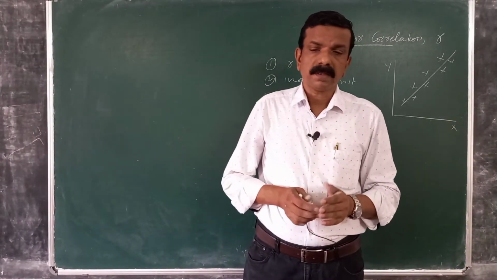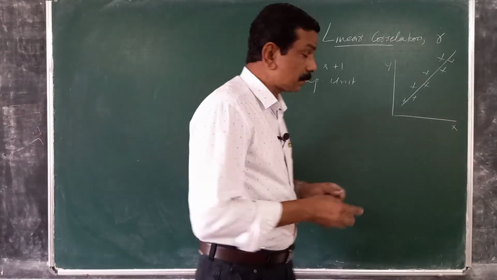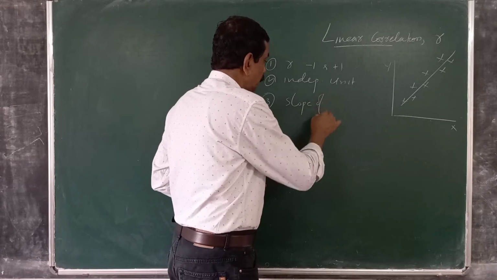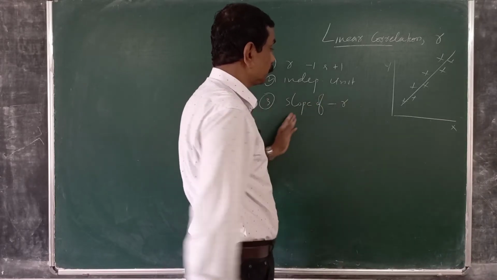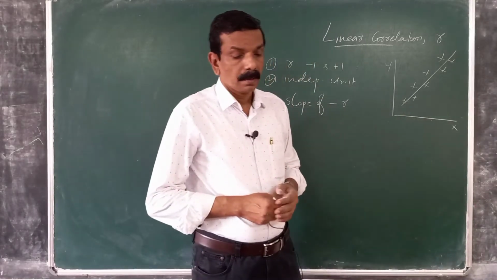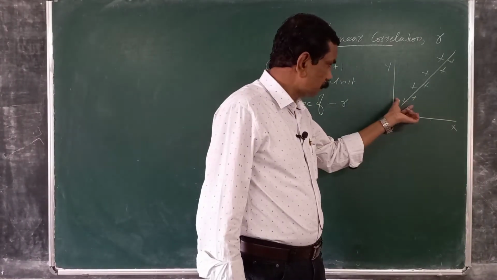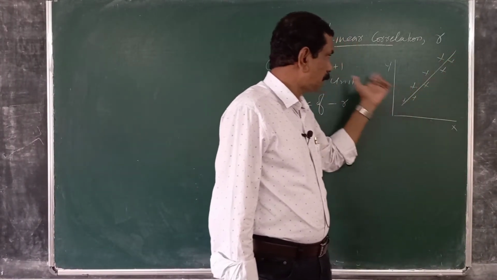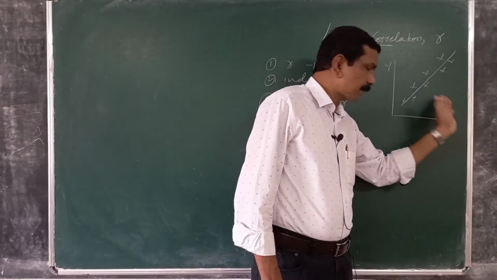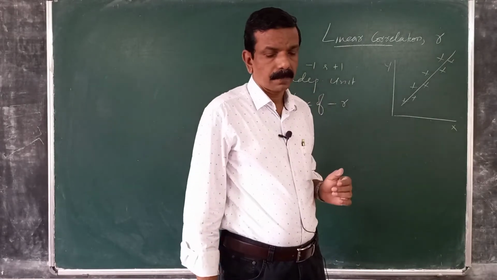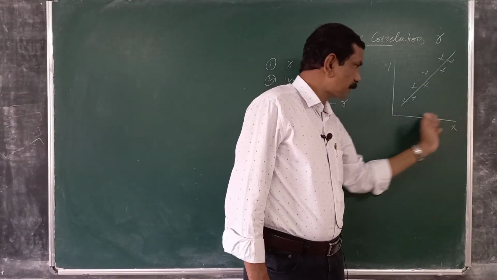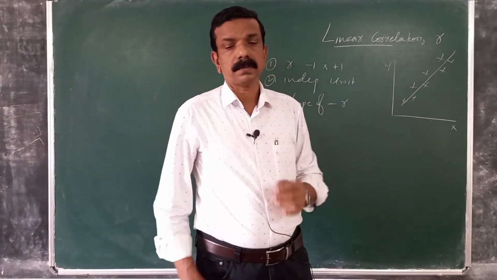And R reflects the slope of the scatter plot. If the scatter shows a positive slope, R is positive. If the scatter shows a negative slope, R is negative. And if the scatter is widely scattered in the xy plane, then R is equal to 0.